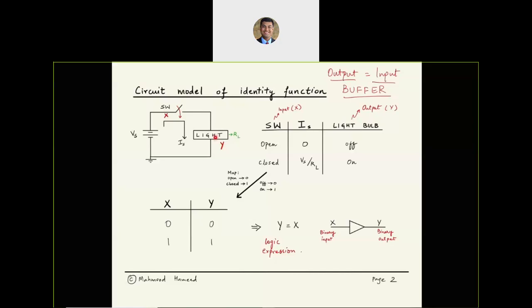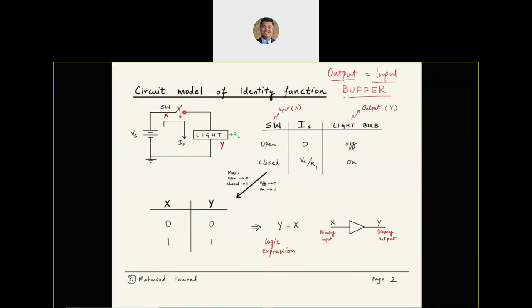And let's say we are using RL as the resistance of that light. We have a voltage source Vs. Now, clearly, when the switch is open, that means there is a disconnect here. When the switch is open, no current is going to flow in the circuit. I is going to be zero, which means that the light is going to be turned off.